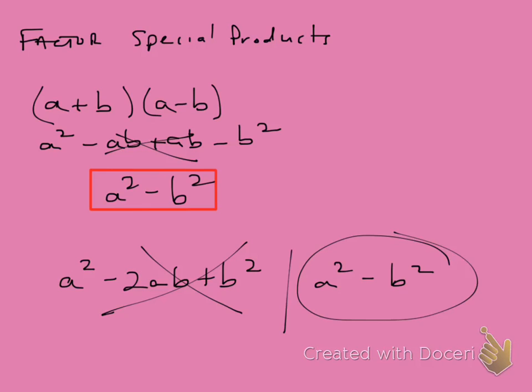Now again, you should be able to do this mentally. Every time you see A plus B times A minus B, you get this. Period. Okay? So, that's one. Look at our next one. Now we have A plus B times A plus B. A squared... no, it's not. A squared plus 2AB plus B squared.